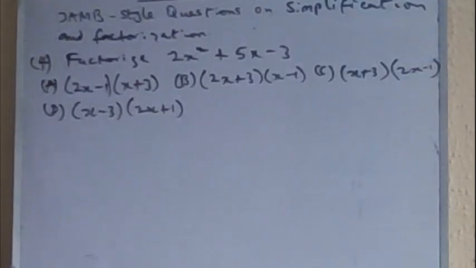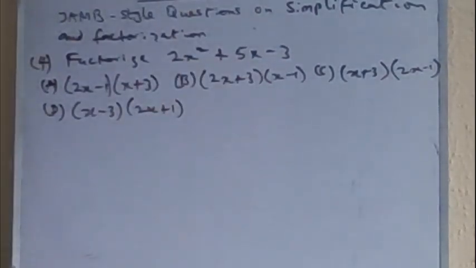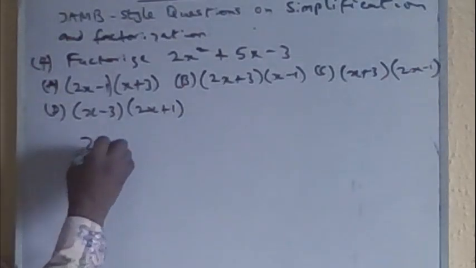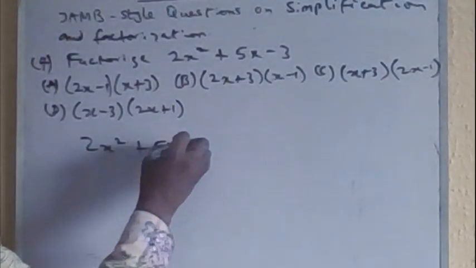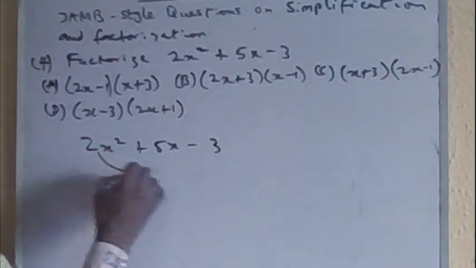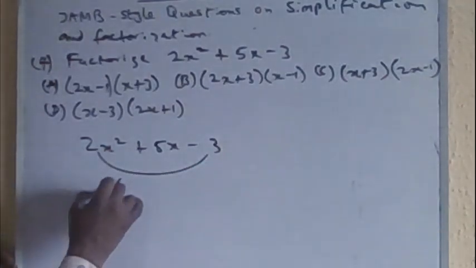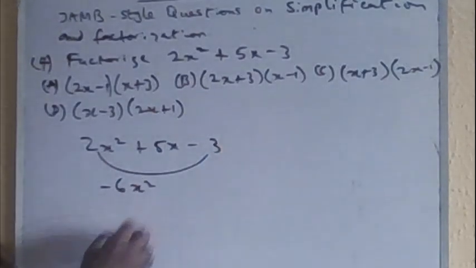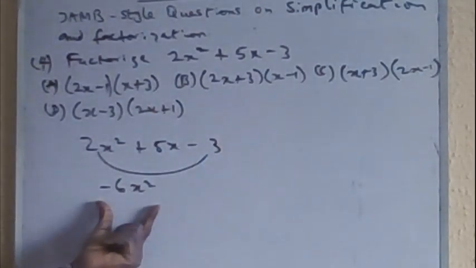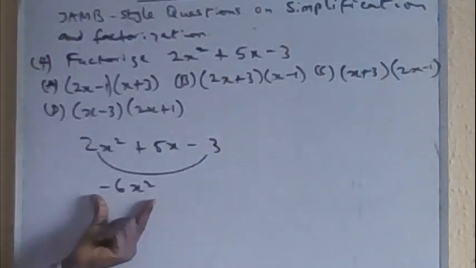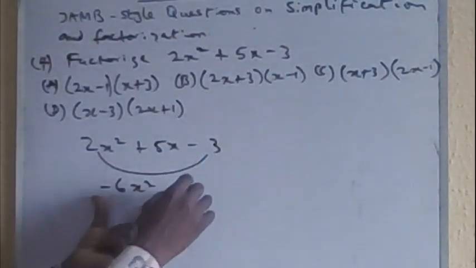So I have to factorize this expression: 2x squared plus 5x minus 3. So I multiply the first term and the last term. I'll be getting minus 6x squared. So I look for the factors of this such that when they multiply themselves, they will give me this, and when they add themselves, they'll give me the middle term. So when they multiply themselves, two factors, I have minus 3x.